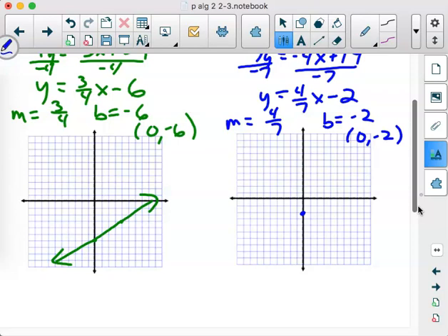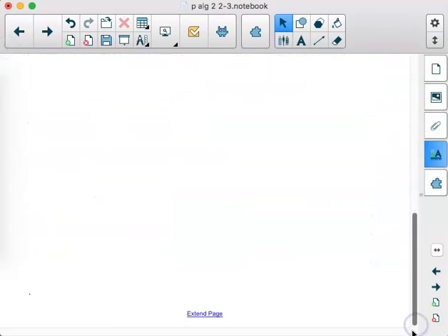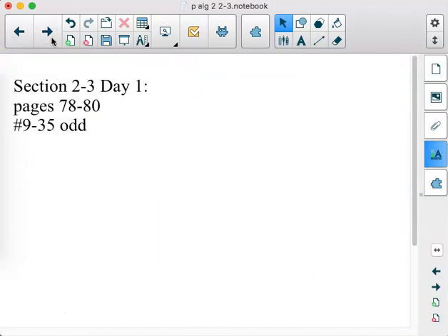Nevaeh, what do I do with that 4/7? Up 4 and right 7. 1, 2, 3, 4. 1, 2, 3, 4, 5, 6, 7 to the right. Beautiful. That's why slope-intercept is called a quick graphing form. Love that. It's super quick. We want to be able to graph them very, very quickly.